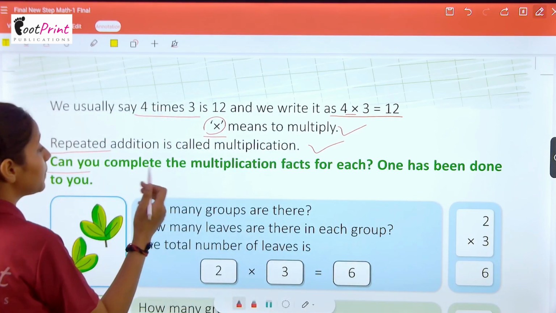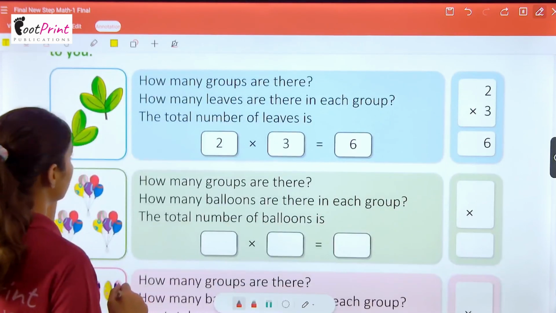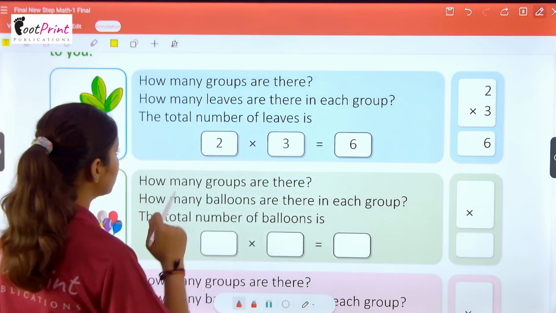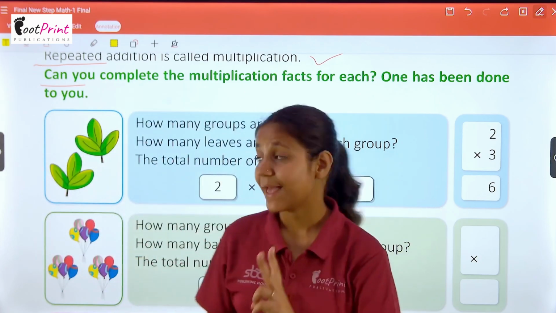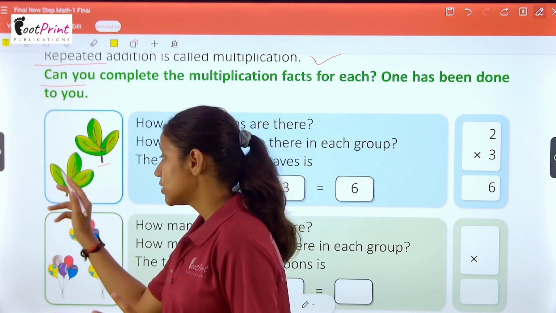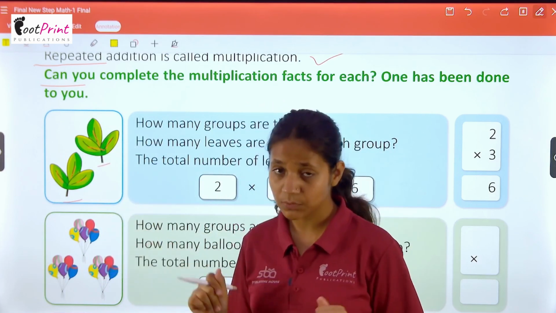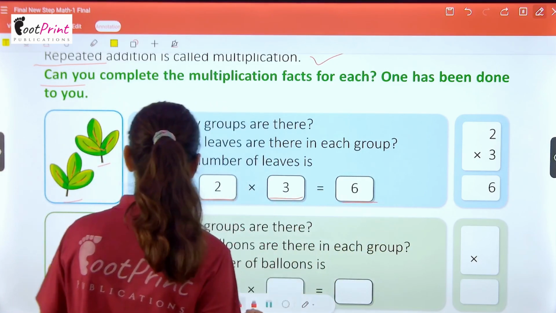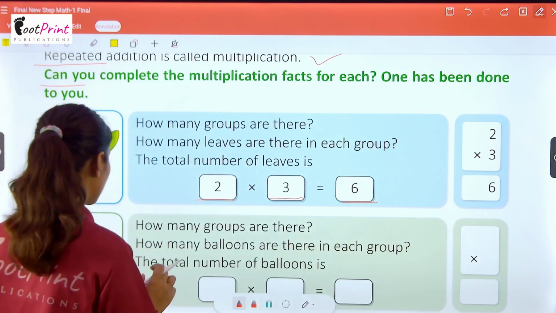Now, can you complete the multiplication facts for each? One has been done for you. See, 2 groups of leaves are there. How many groups are there? How many leaves are there in each group? The total number of leaves is... so 2 groups are there and each group has 3 leaves, as we can see here. So instead of adding them 1, 2, 3, 4, 5, 6 individually, we can simply do 2 multiply 3, that is 6. So as an answer, as a product, we get 6.